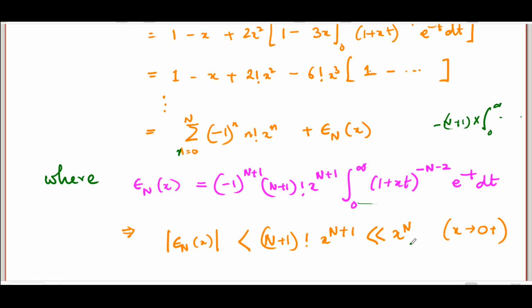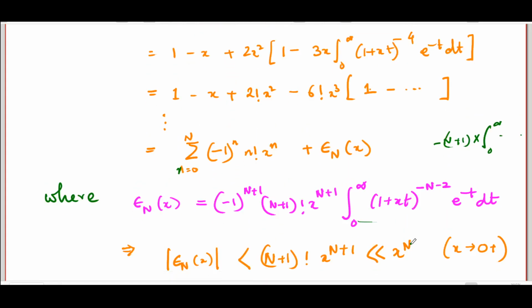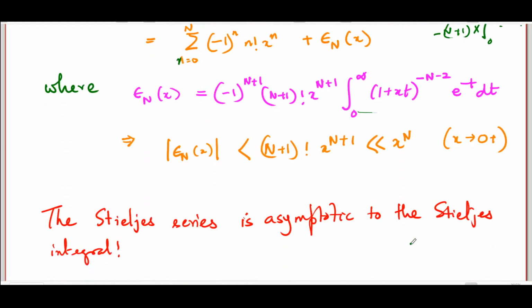Which is all you need to establish that the Stieltjes series is actually asymptotic to the Stieltjes integral. So all those dubious steps that we carried out still end up giving me a correct asymptotic answer. The Stieltjes integral does exist. The Stieltjes series is asymptotic to it. That is, at any given stage, the remainder term that you have is negligible compared to the last term that you just are ignoring. So at long last, we have this result that the Stieltjes series is really asymptotic to the Stieltjes integral.